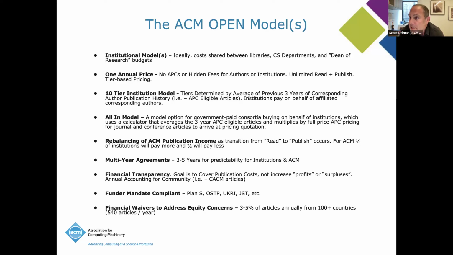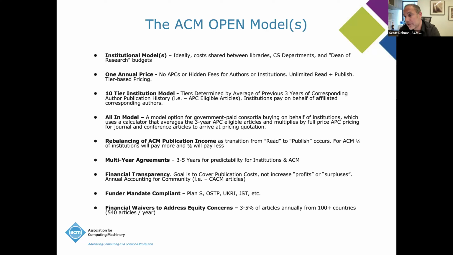We developed a tier-based model. So we look at the 2,600 or so digital library subscribing institutions, and we divided them into what were 10 tiers based on publication history. So we looked at the top publishing institutions in the world, the ones that are publishing the most articles in ACM's journals, magazines, and conferences. Those are called tier 1 institutions in this model.